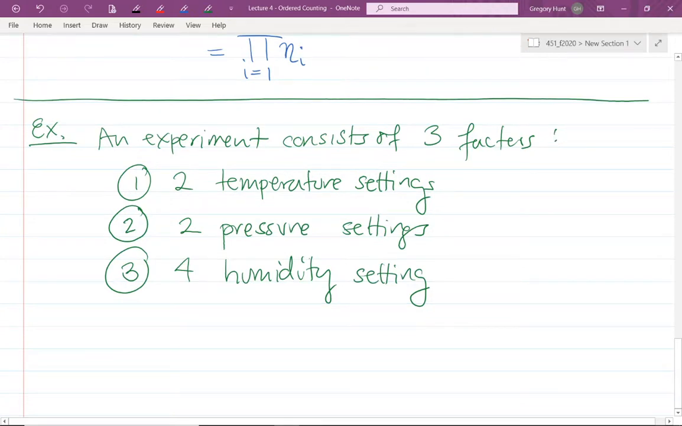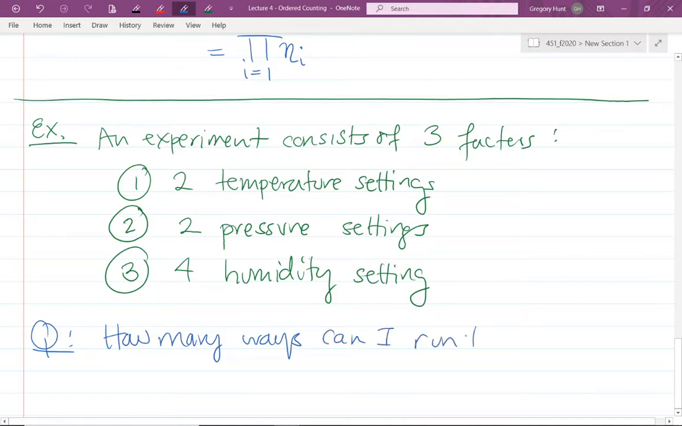And so I need to do this experiment, and I'm going to set it up, but I can do it in a couple different ways. I have two different ways I can set my temperature, two different ways I can set my pressure, and four different ways I could choose my humidity settings. And so the question, for example, on homework might be how many ways can I run the experiment?